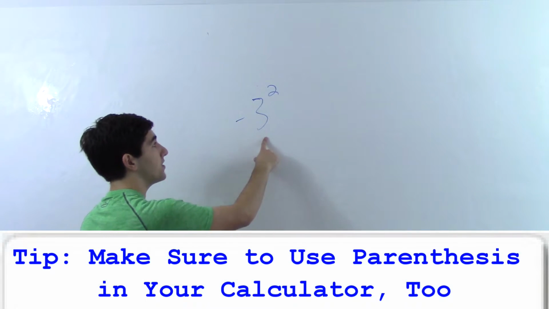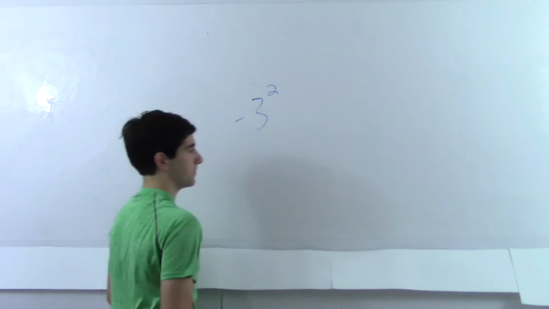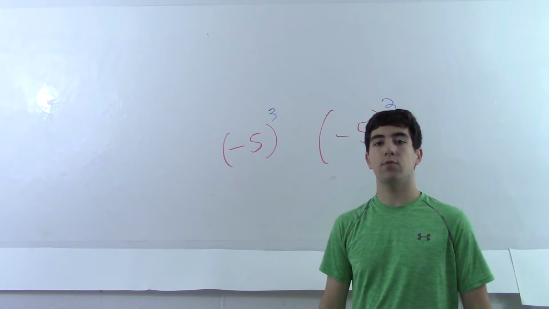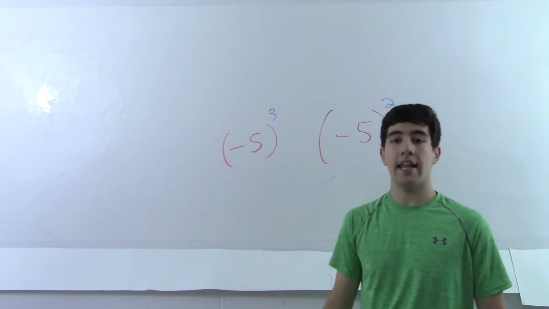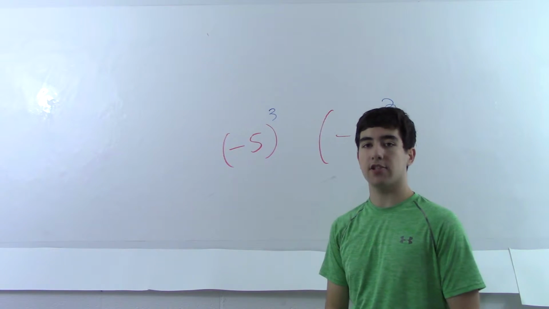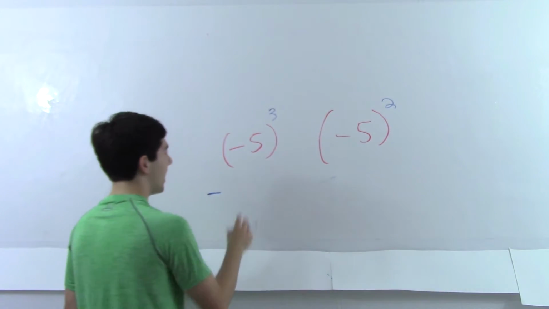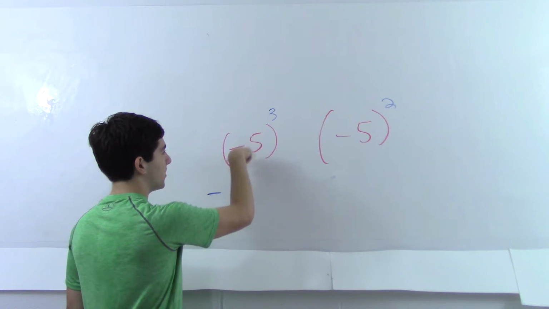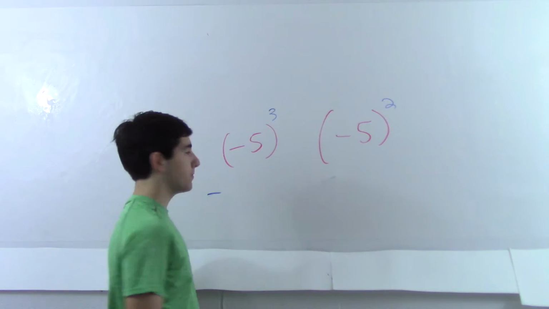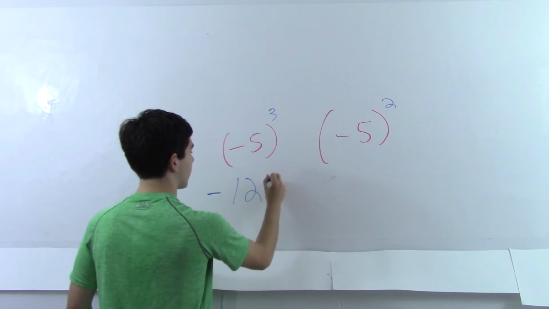If there are no parentheses, then this negative sign does not get included in the exponent. Here's one quick tip I have when working with negative bases and exponents. If you have any negative base raised to an odd exponent, then your answer is always going to be negative. And then from there, you don't have to worry about this negative symbol, and you can just worry about the 5. So 5 to the third power is 125.